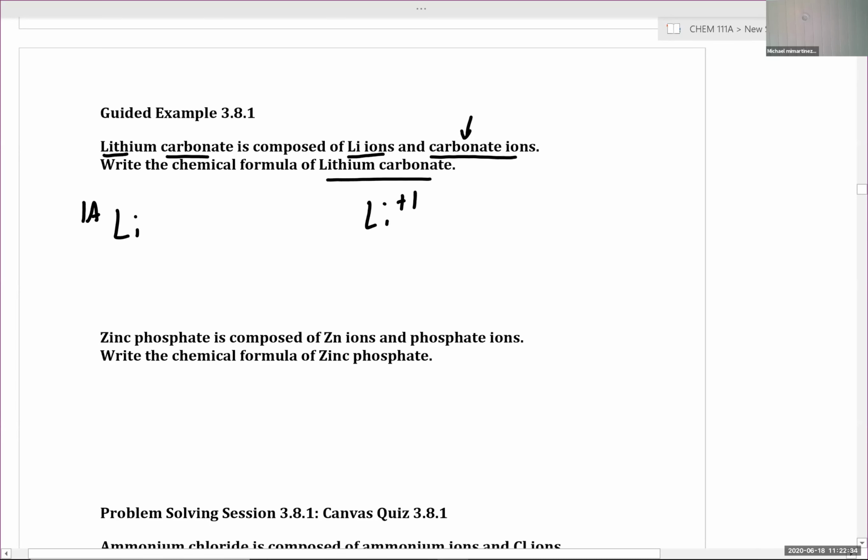Carbonate. Would someone like to propose a formula for carbonate, ideally with a charge? Yep, CO3 2 minus, exactly right. So carbonate is CO3 2 minus. We cross our charges, and that in turn gives us Li2CO3, or lithium carbonate. Okay, let's look at this next example.